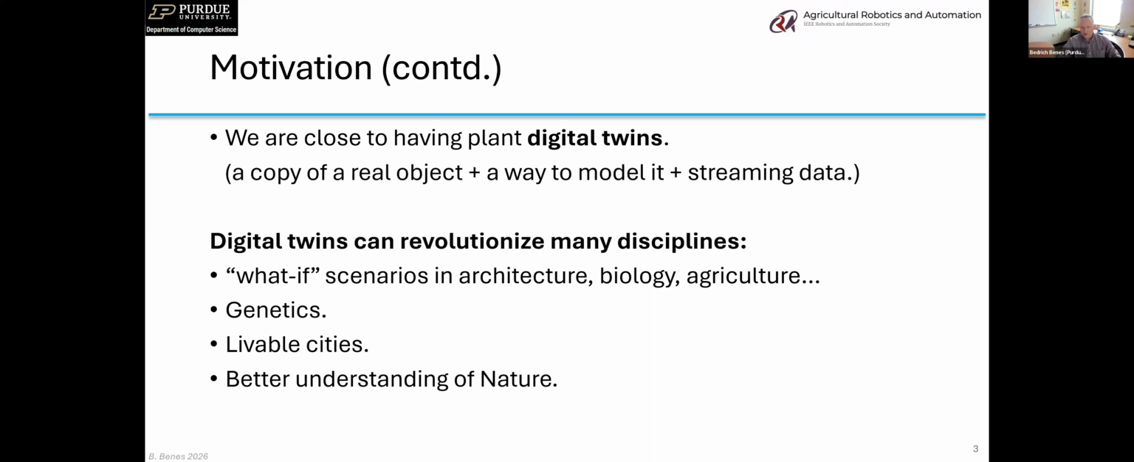We could work on livable cities. This is an example that I've mentioned. And for me, probably the most important one is that we could generate better understanding of nature. This is what in these days is called AI for science, when you take the artificial intelligence models and try to answer some important research or scientific hypothesis. So this is the motivation for everything.